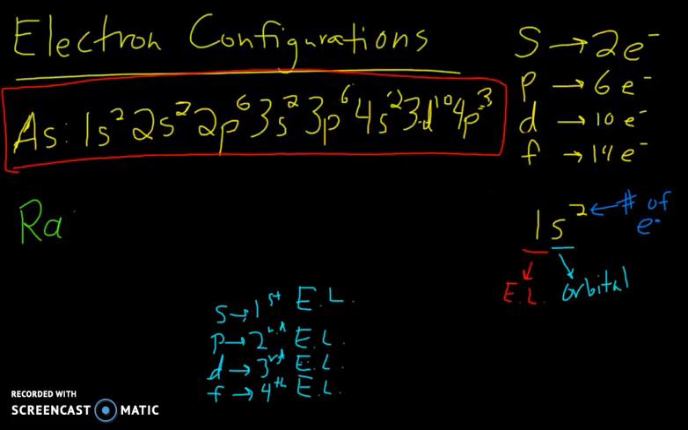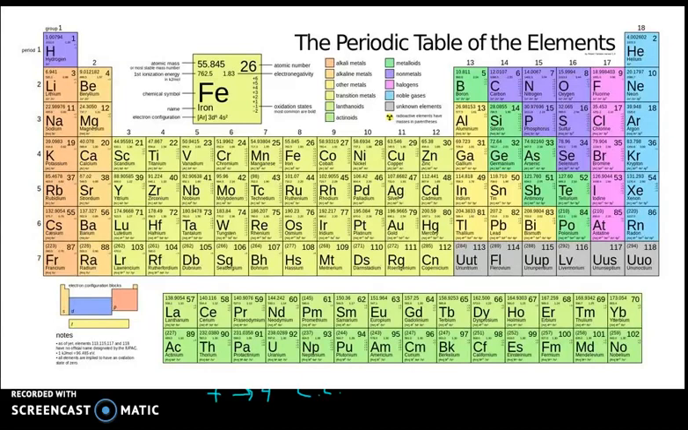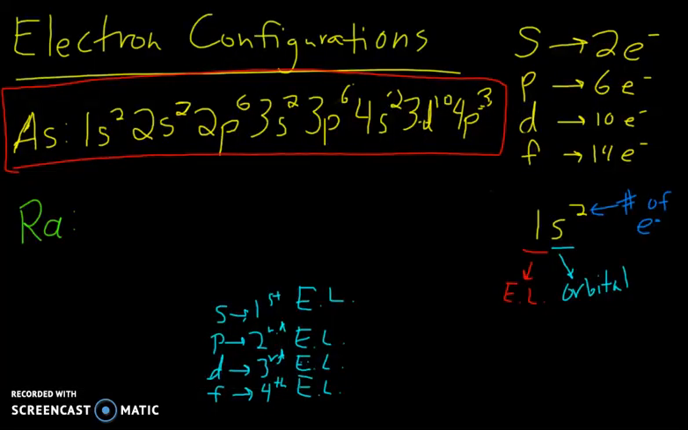But luckily for us, we don't have to write out every single thing. We can use what's called noble gas notation. So if we look back to our periodic table, we find the noble gas that came just before the element we're looking for. And then we just fill in from there down to where we're going. So, for radium, the noble gas on that far right-hand column that's right before radium is radon, or Rn. So what we do is we put that noble gas in brackets. So we put Rn in brackets.